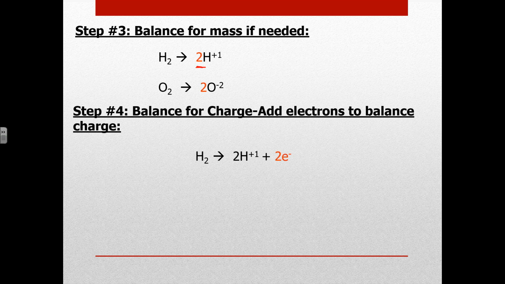2 electrons are given off here because each hydrogen goes from 0 to +1, but I have 2 hydrogens that are actually doing the change. So not 1 electron, but 2 electrons are being lost when that occurs. For the oxygen, similarly, I go from 0 to -2. Each oxygen needs to gain 2 electrons, but there are 2 oxygens that are changing. So each oxygen is going to need its own 2 electrons, which means there's a total of 4 electrons being gained. So 2 electrons lost here, 4 electrons gained by the other.